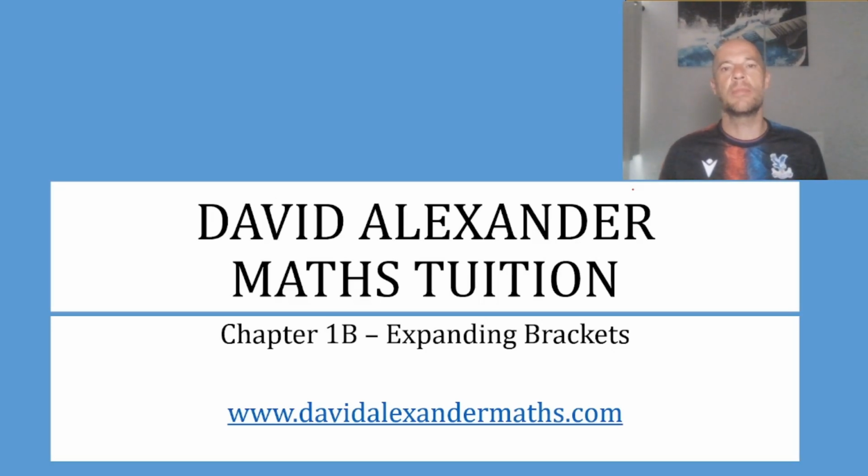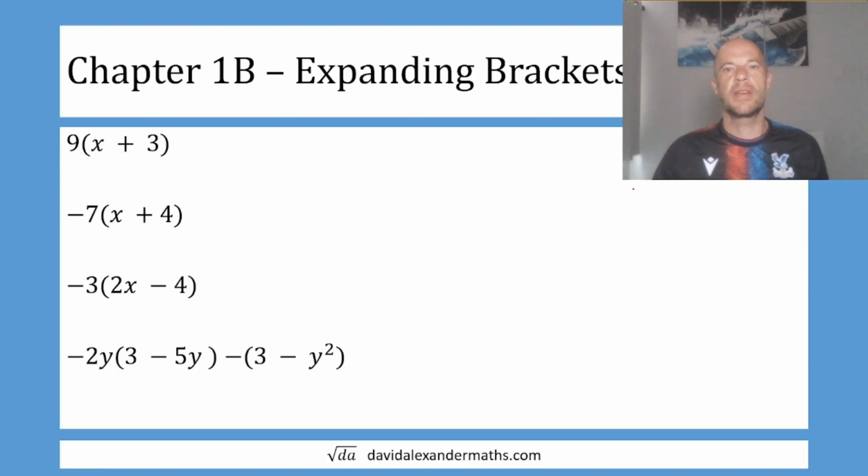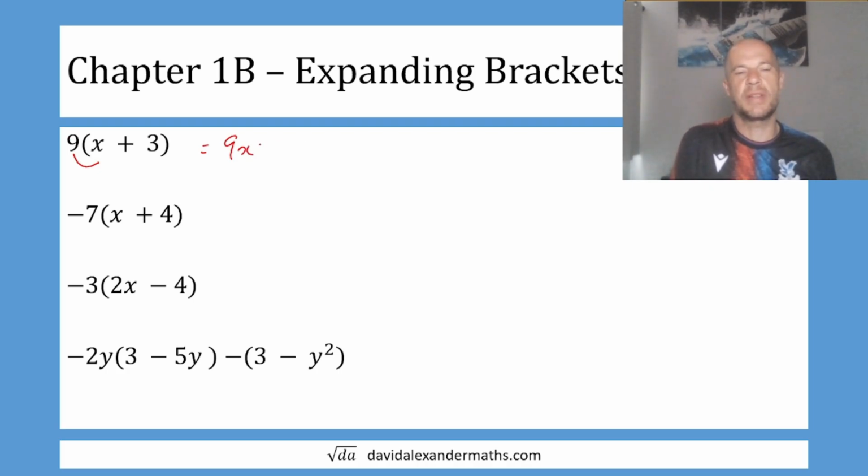This is Chapter 1b on expanding brackets. So hopefully this is all pretty familiar and also pretty easy. All you need to do is remember that what is inside the brackets is being multiplied by what is outside the brackets. So for 9(x + 3), we're multiplying x by 9 and 3 by 9. So 9 times x, easy, 9x. And what is 9 times 3? 27, and it's plus 27.